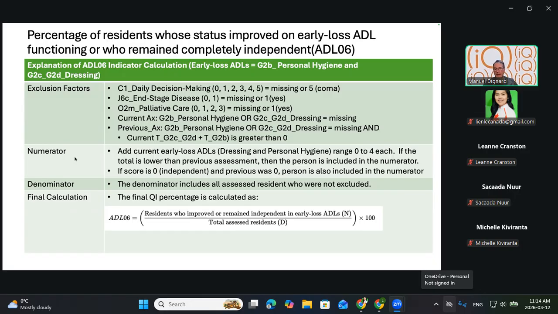And this is particularly helpful for evaluating how effective restorative care or personal support programs are in helping residents retain independence in basic self-care, right? It's a great early signal to monitor care quality and personalize interventions before more significant decline sets in.